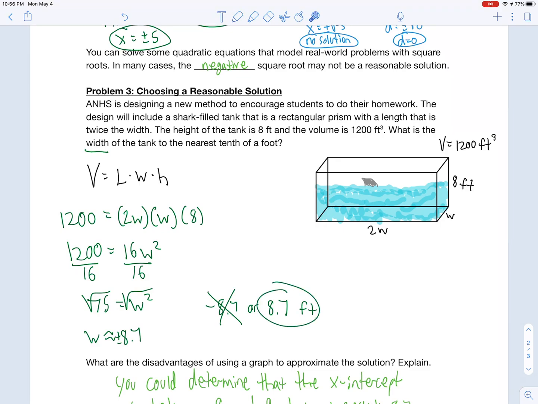So that's why we say use a reasonable solution. Even if your square root tells you that it should be plus or minus, we know a width can't be negative in real life, so we just use the positive length of the width.